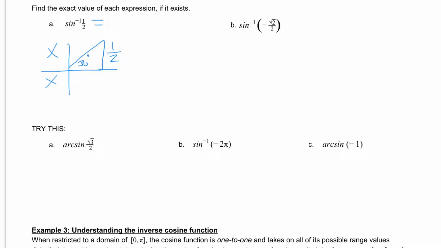And as we answer our sine inverse functions, we always want to do it in terms of radians. So if we're in the first quadrant with an angle of 30 degrees, we should know that the sine then is pi over 6.